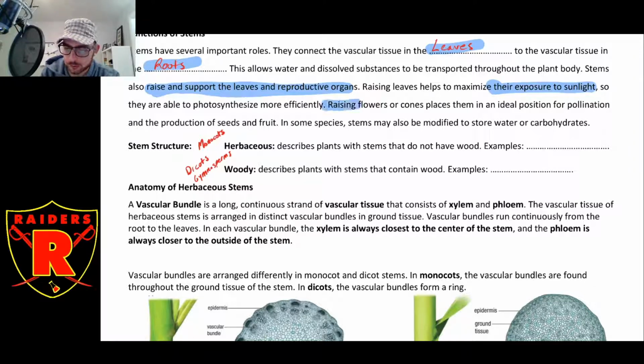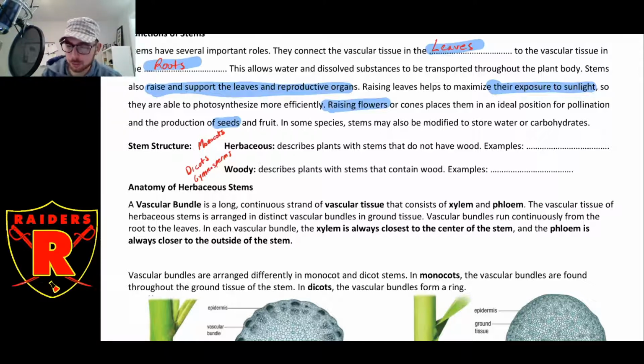You also want to raise your flowers up. If you want to get insects to notice your flowers, you've got to get them into view. So it's beneficial to get them off the ground. And potentially when you distribute seeds, or distribute fruit, if that's part of your reproductive strategy, you want to raise that off the ground as well, so other animals can find those things.